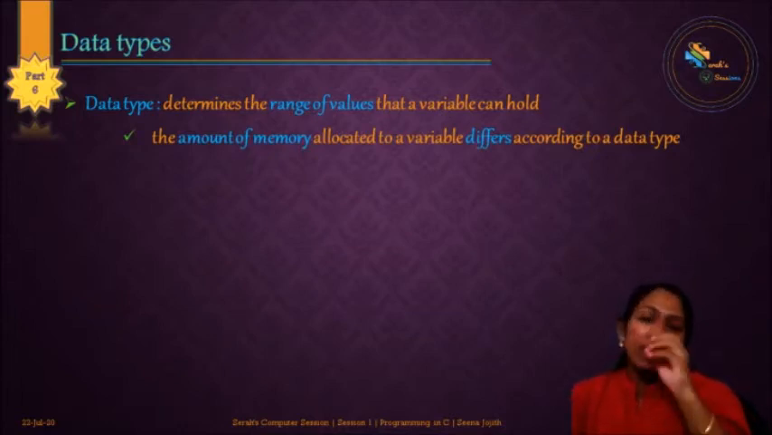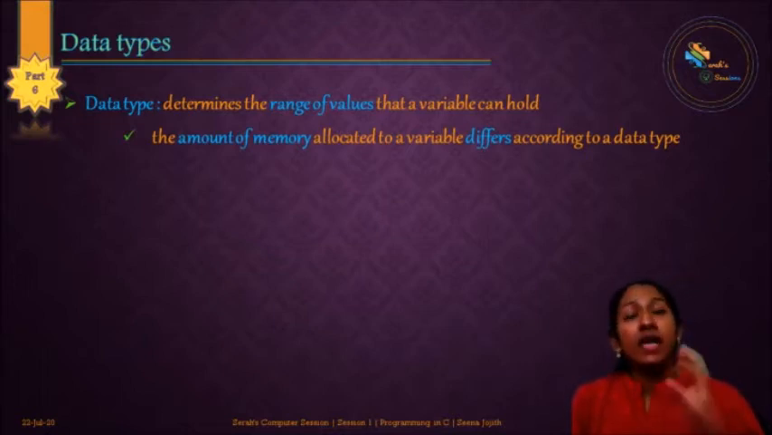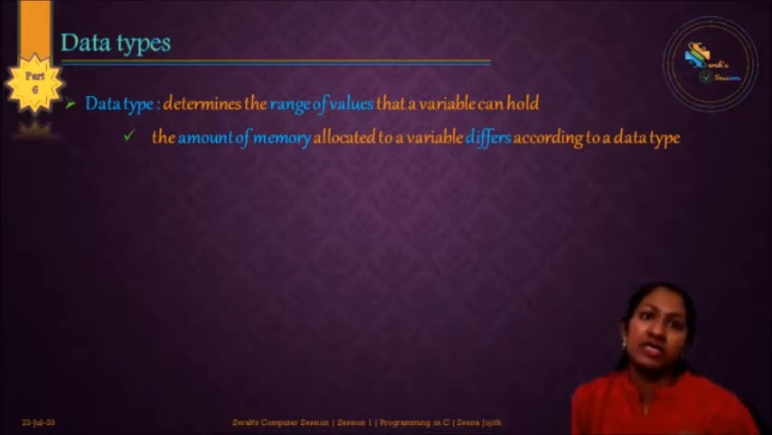Suppose we need two different data for a program, and we are entering both of them. One is a numerical data, another one is a character data. The amount of memory space that should be allocated to a numerical data is different from that which has to be allocated for a character data.